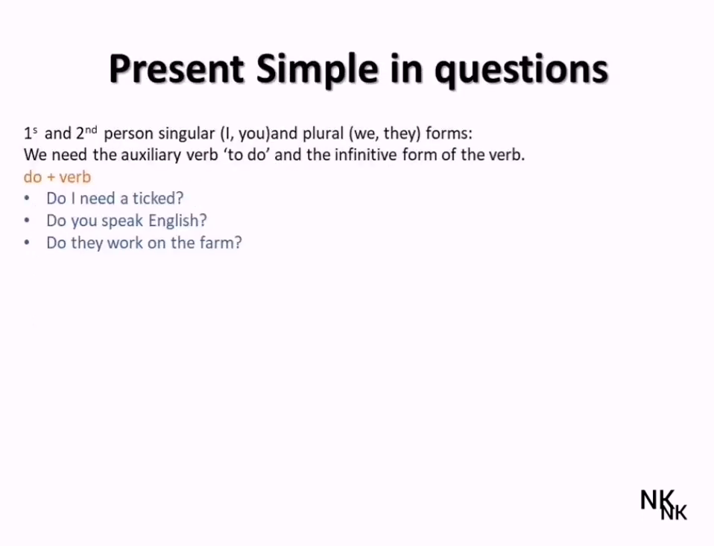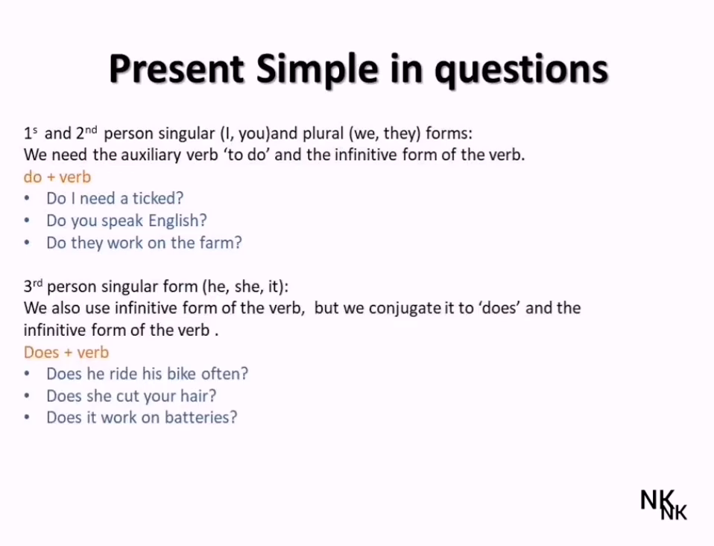Now let's take a look at the present simple in questions. For the first and second person singular and plural forms, we need the auxiliary verb do and the infinitive form of the verb. Do I need a ticket? Do you speak English? Do they work on the farm?